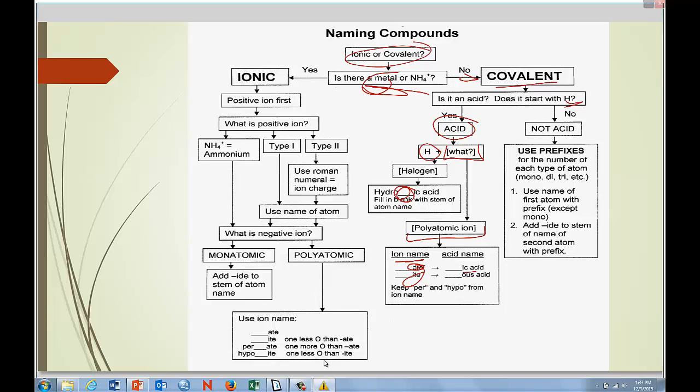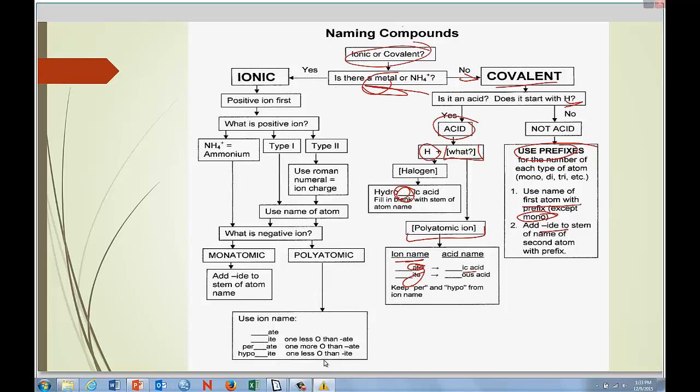If you do not have an acid, you're going to use prefixes. So that's the mono, di, tri, tetra. Notice if the first atom is 1, you do not use mono. The second element ends in ide. So take the stem word, which is usually the first syllable, and end the rest with ide.